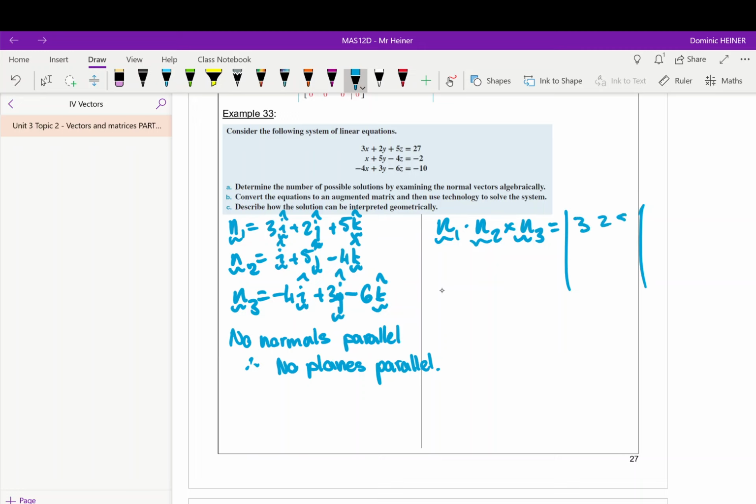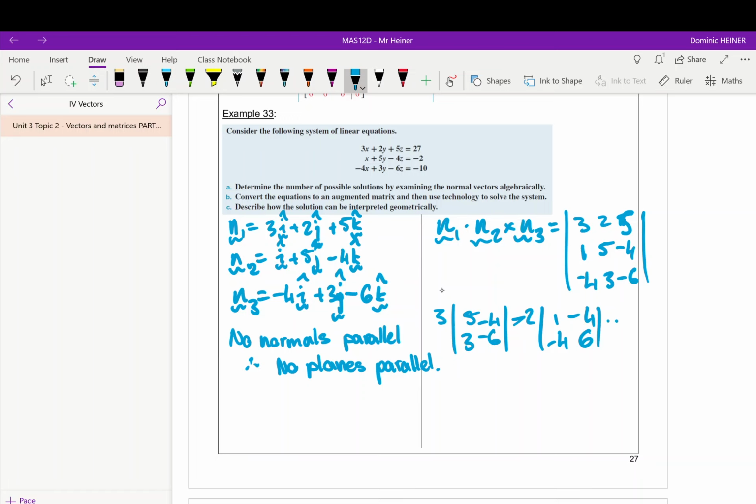So we're going to get 3, 2, 5, 1, 5, negative 4, and then negative 4, 3, negative 6. So finding the submatrices of that, we're going to get 3, times the determinant of 5, negative 4, 3, negative 6, minus 2 times 1, negative 4, negative 4, 6, and then plus 5 times 1, 5, negative 4, and 3. So finding the determinants of those smaller matrices and then adding that up, we get a determinant of 105.